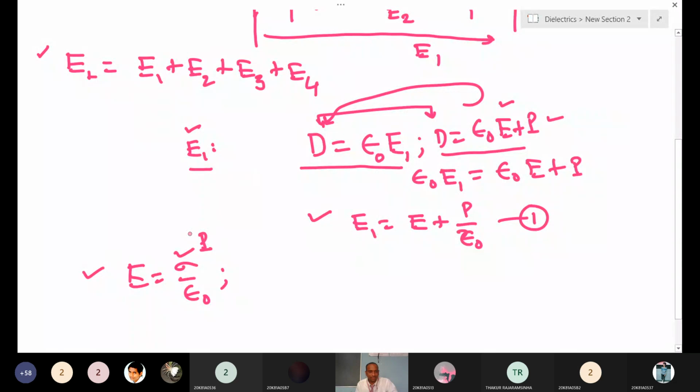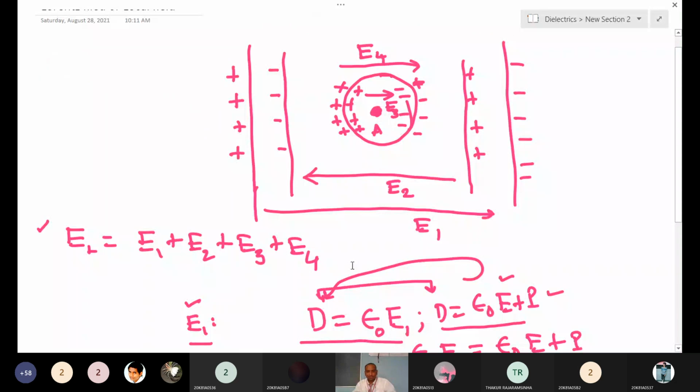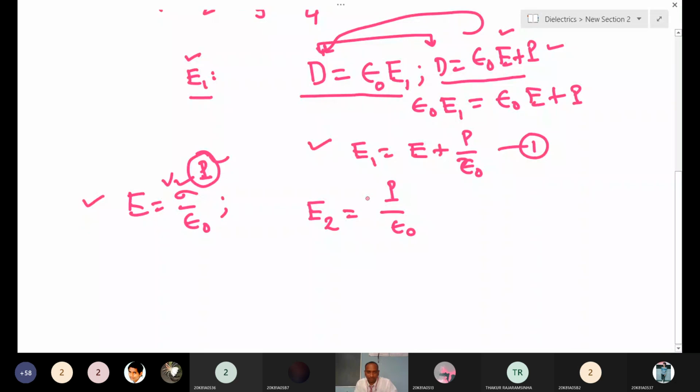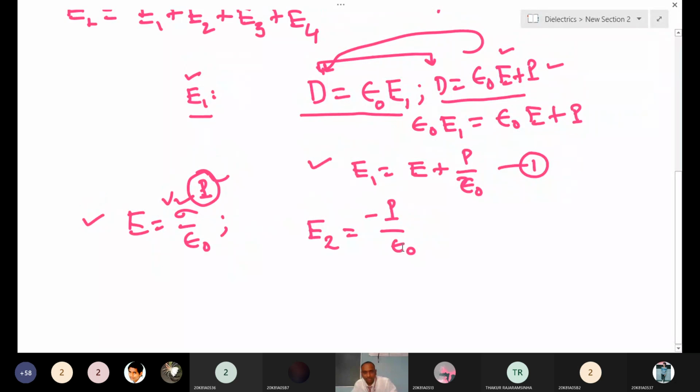This is the general equation in case of dielectrics. Now E2 is given by the polarization vector P divided by epsilon naught. So what is the direction of E2? Please tell me what is the direction? It is opposite to E1, right? Opposite to E1, or the reverse direction, or you can take a minus, right? So E2 is minus P by epsilon naught.